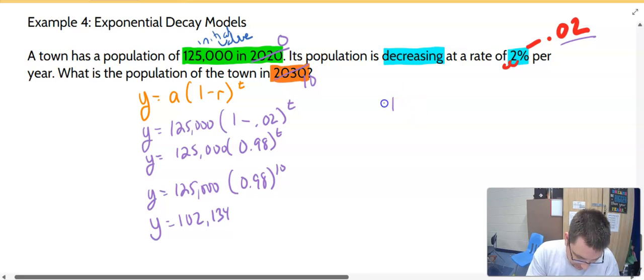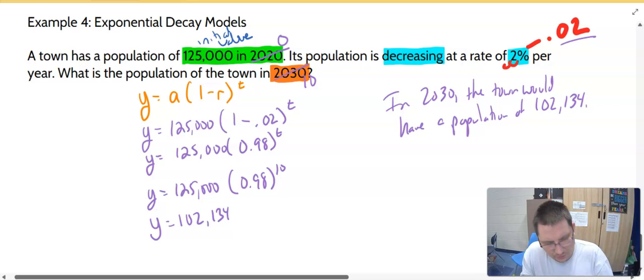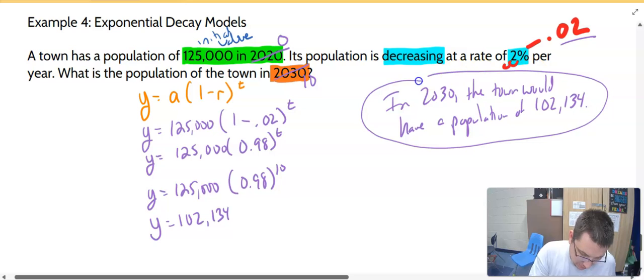And so in 2030, the town would have a population of 102,134. And so again, with these examples, make sure that you relate the problem back to its original context. Again, have the context in place.